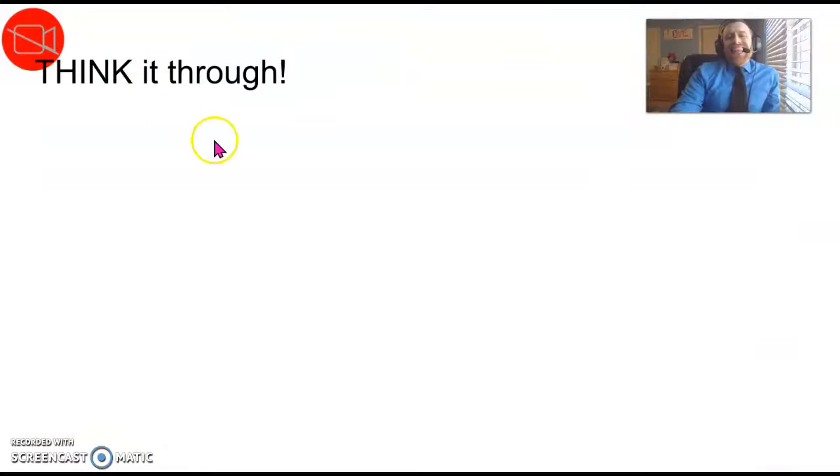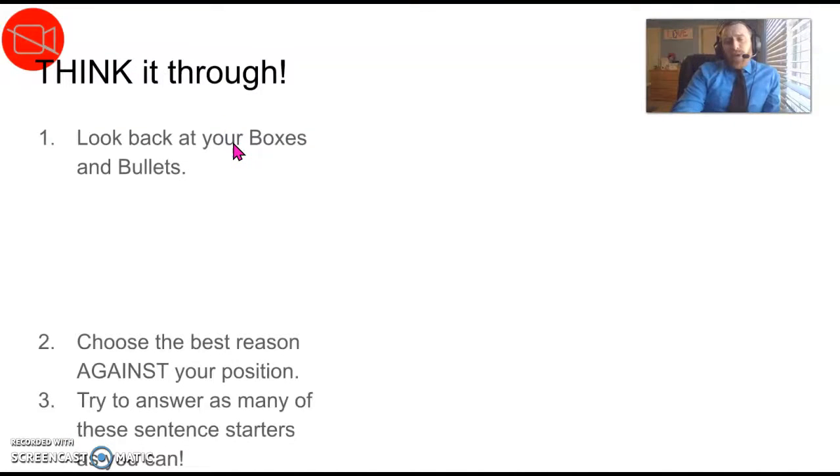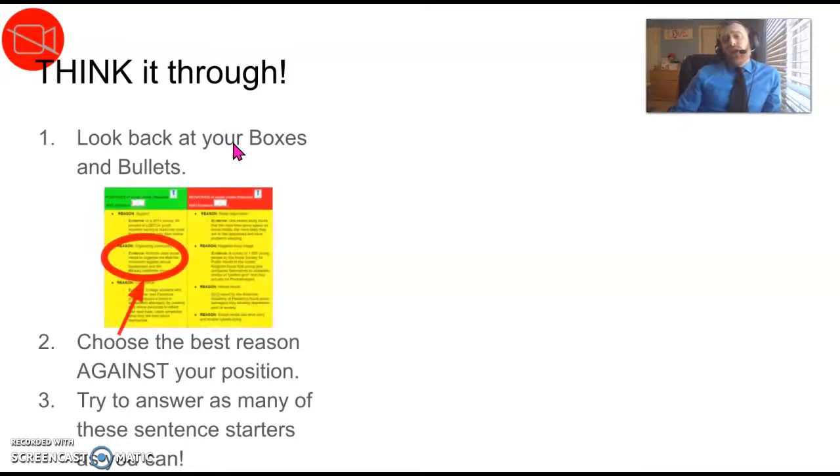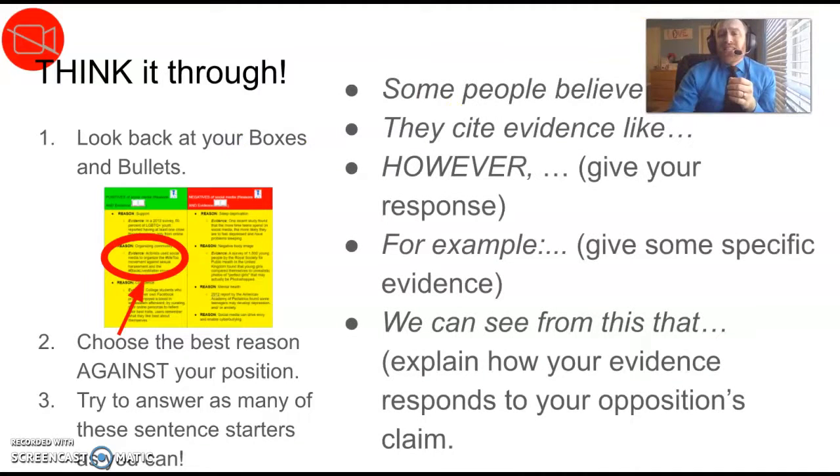So let's go ahead and think this through. Look back at your boxes and bullets from task list number 3, and take a look at the side that you did not write about. If you were writing about why social media is a good thing and we should keep it, look on the side of why we should abandon it and find the good reason there. And if you were writing that social media is bad and we should ban it, look on the side that says there are some good things about social media. Find the best argument from the opposition and try it with these sentence starters.